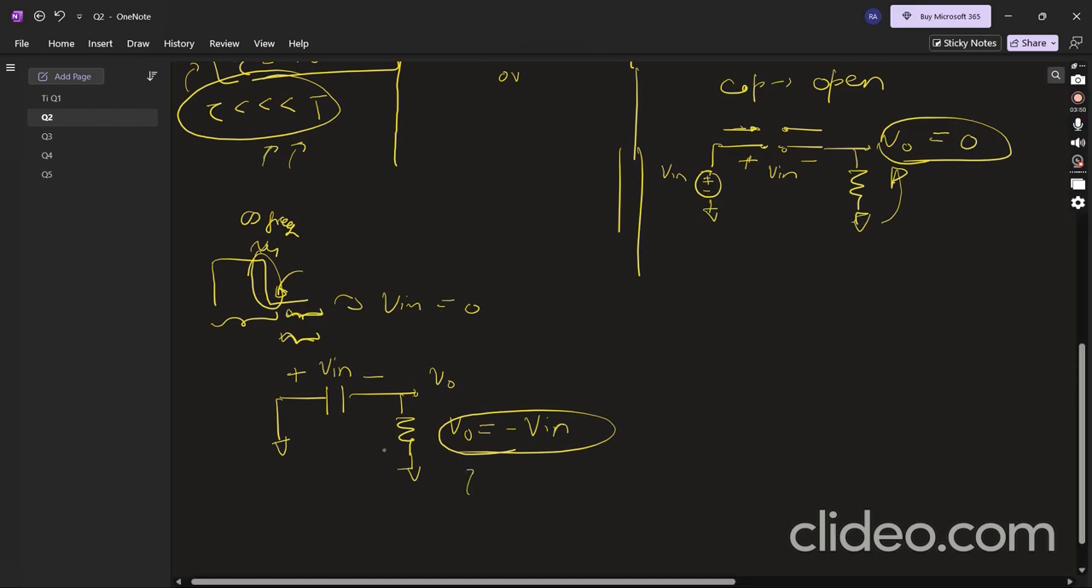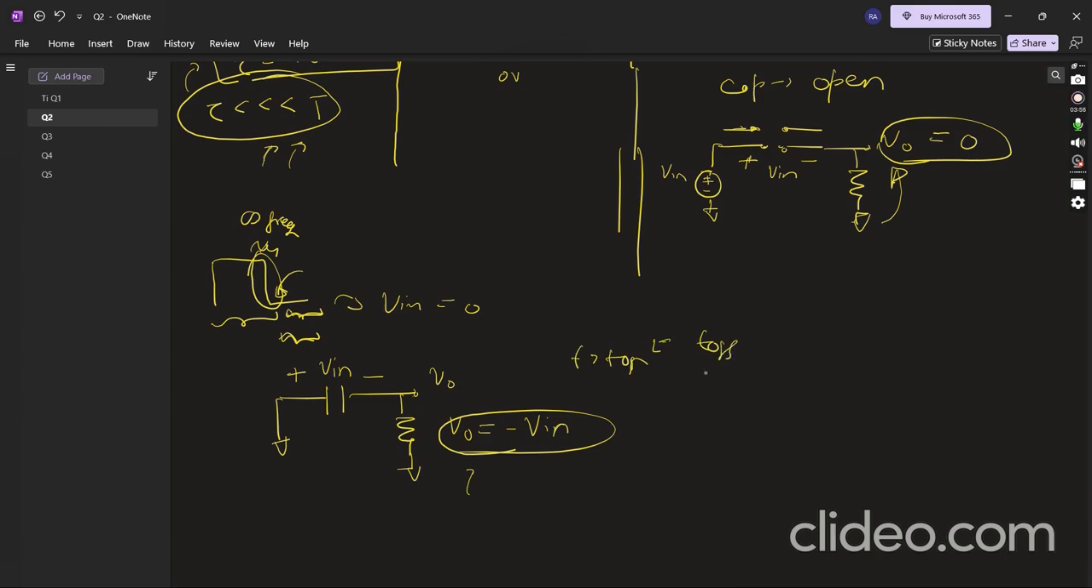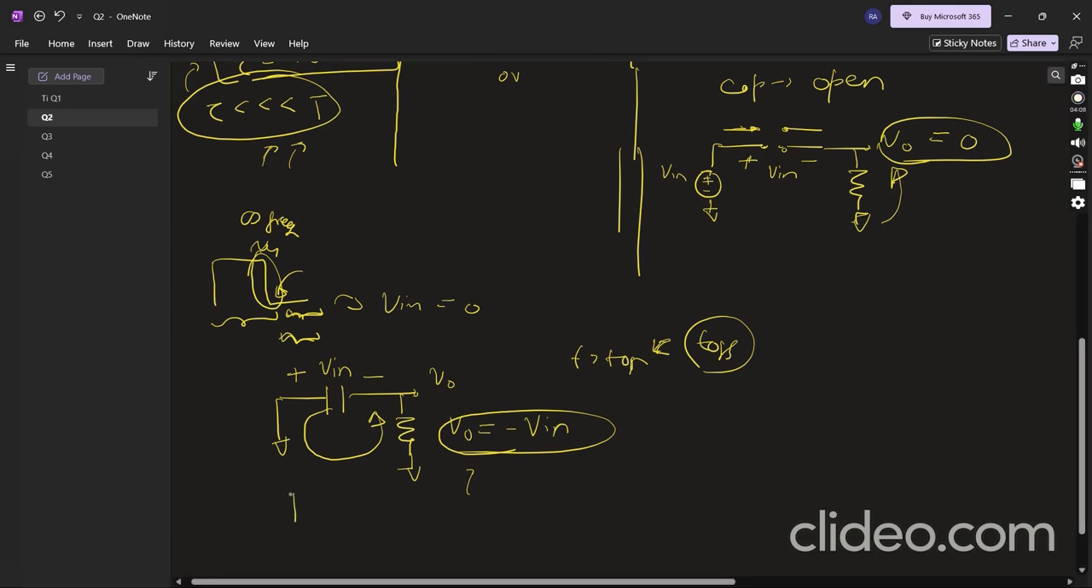Now when t is greater than t on, like we are in the t off range, the capacitor now starts discharging through this resistor. So slowly the capacitor's voltage dies out, and this is an instant process, because tau is less than t.